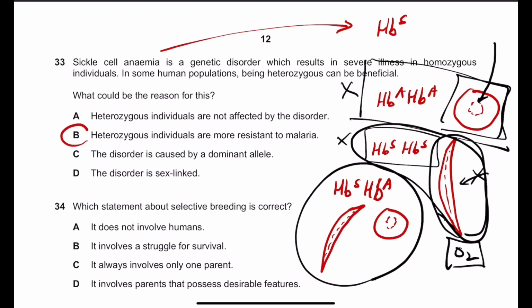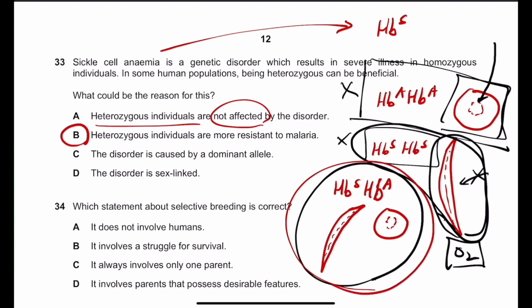So the answer for this one, 33, is B. A is not correct because heterozygous individuals are affected a little bit as well. C is not the right answer because it's caused by a recessive allele, not dominant. And the disorder is sex-linked? No, it's got nothing to do with the genders. So B is the right answer for this one.